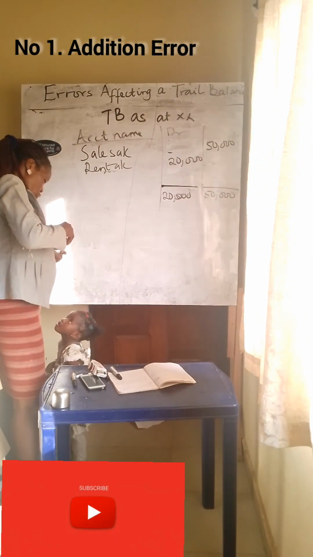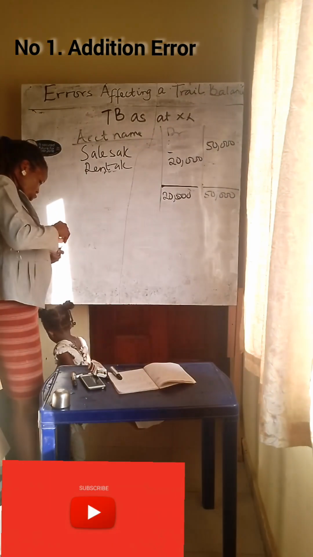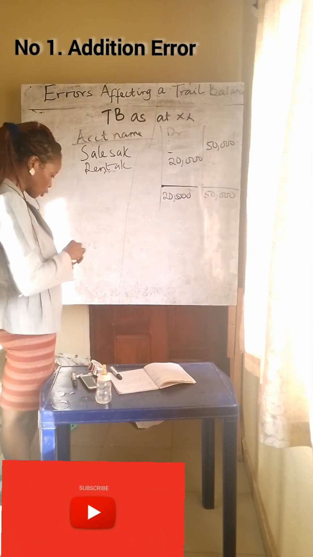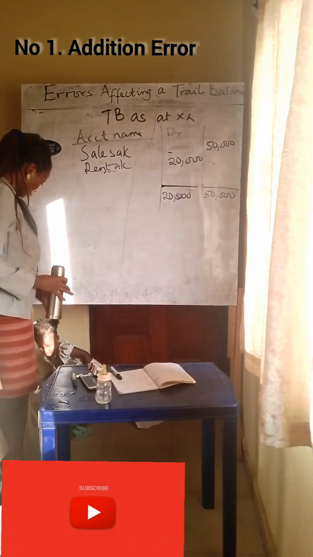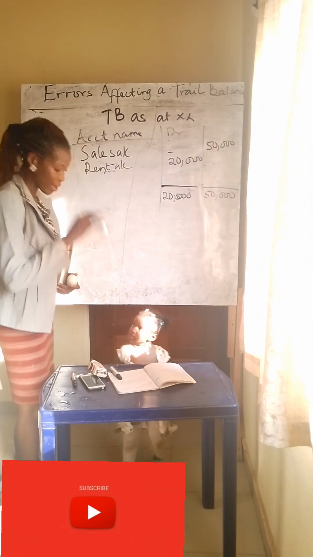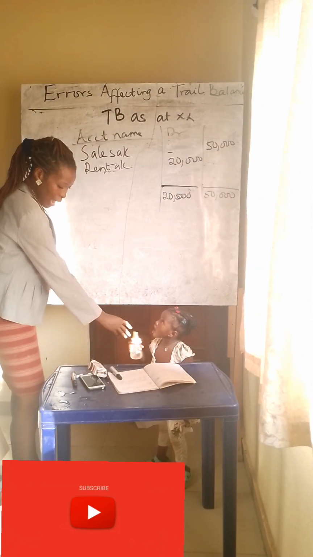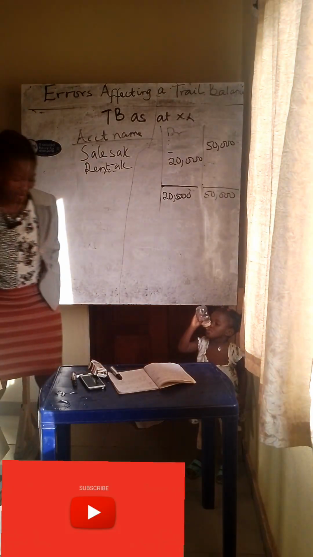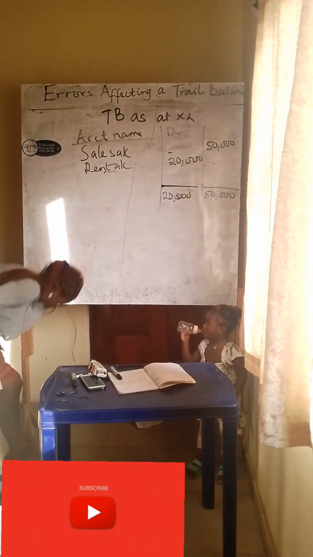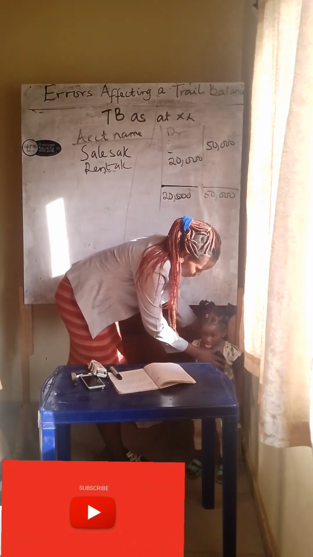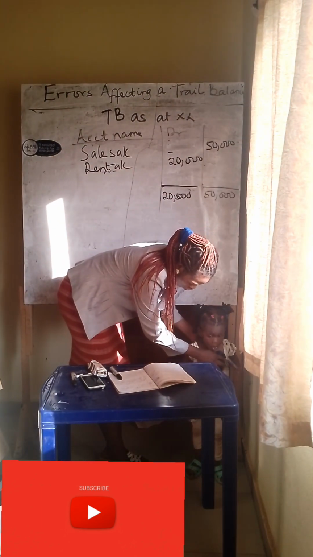So addition error is the error that occurs maybe when adding, and instead of adding 2 plus 2, 4, you added 2 plus 2 and you wrote 3. It can happen. That is the error that would occur. So I'll be showing you in a bit so we can see clearly how that addition error can prevent your trial balance from balancing.